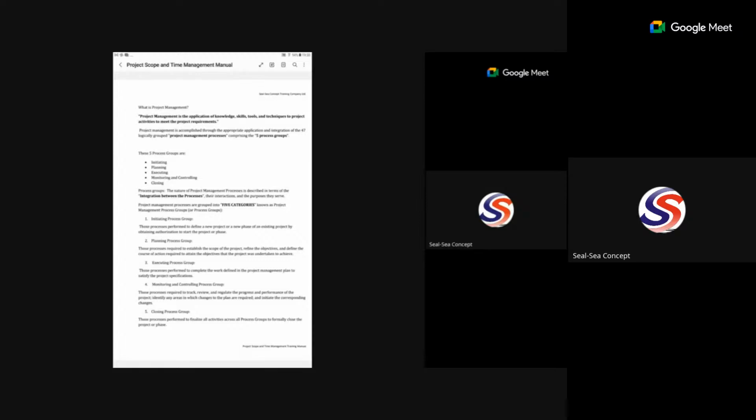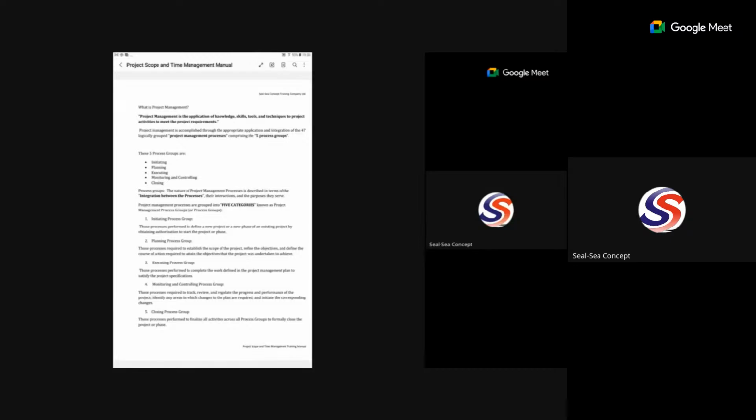Those are the processes that you go through when you are just initiating a project, when you are just starting a project. We have the planning process group. These are the processes that you carry out when you are making plans for the project. We have the executing process group. These are the processes that you go through when you are executing the project.